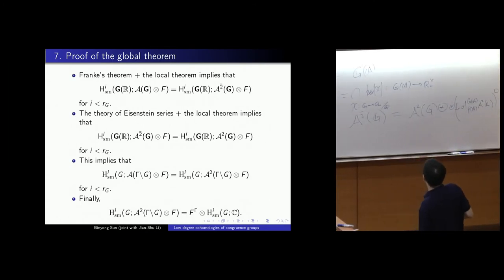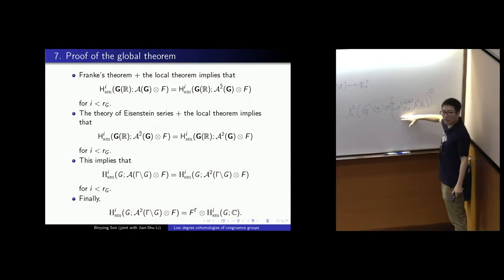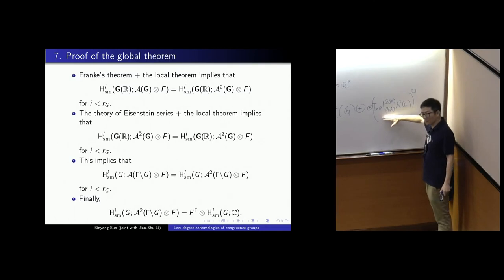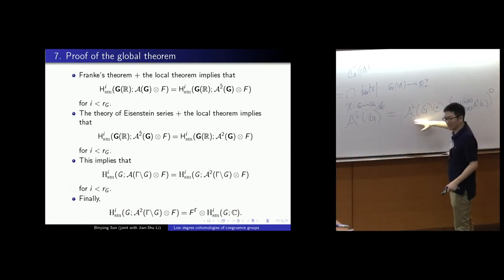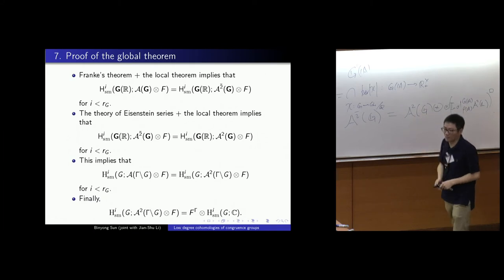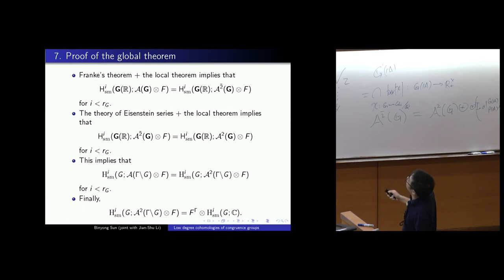Then, again, we use the local result. We know the cohomology of this representation vanishes at a low degree. Therefore, the cohomology of this guy equals the cohomology of this guy at low degree. Therefore, we get this equality for i less than RG. Now for low degree, we only need to consider the square integrable automorphic forms.